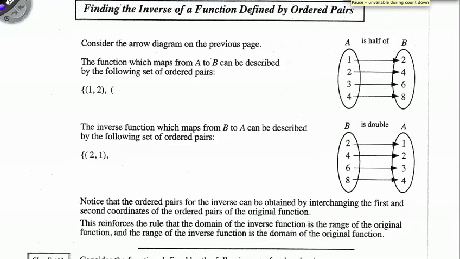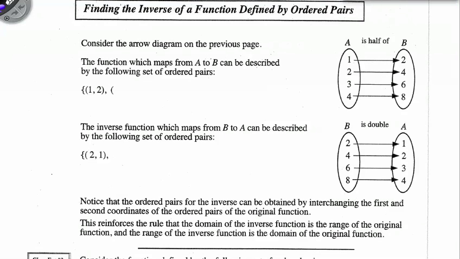Okay, part 2. Finding the inverse of a function defined by ordered pairs. Well, as I mentioned in class, if we have a point 3, 1, the inverse on the graph would be at 1, 3. So consider the arrow diagram on the previous page, and it says here the function which maps from A to B can be described by the following set of ordered pairs. So 1, 2, 2, 4, and so on.